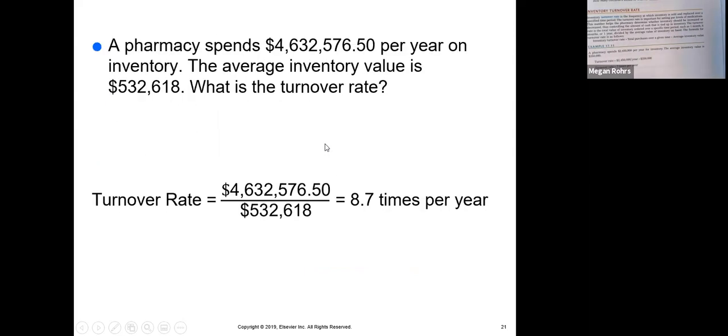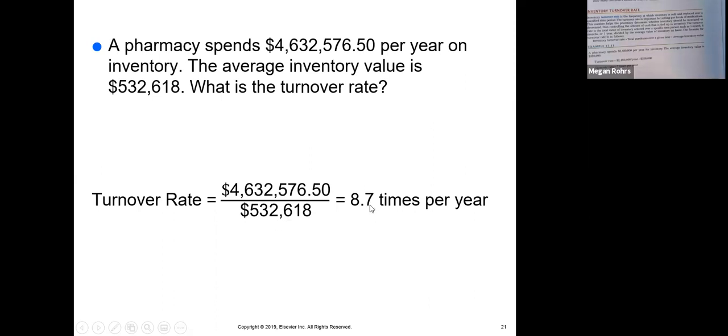So let's look here at this example before we go into the book. For the year, we spent $4,632,576.50 on our inventory. The average inventory value, so roughly at one time, we always have $532,618 on the shelf. What is the turnover rate? Well, all we do is take how much we've spent for that year, divide that by our average inventory value, and that gives us 8.7 times.